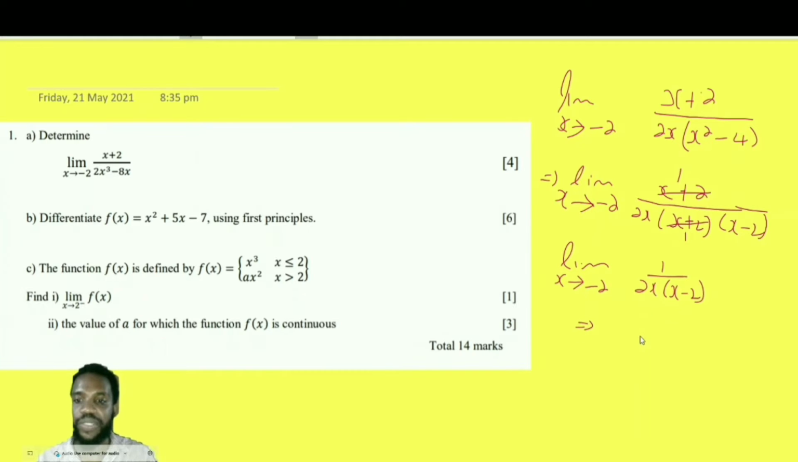which means that the limit sign doesn't come back. So I'm going to have 1 over 2x, well, x is minus 2, so 2 times minus 2, bracket, minus 2 minus 2. Alright, here I'm going to have 1 over, this is going to give me minus 4 times minus 4, which is 1 over 16. Now you can write a statement that says therefore, so you'll actually come back to this over here and say therefore, this is equal to 1 over 16. And that's for question 1.